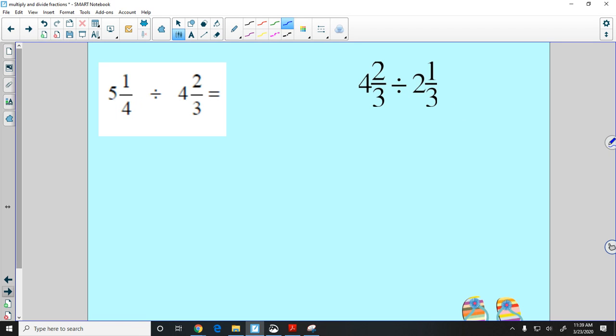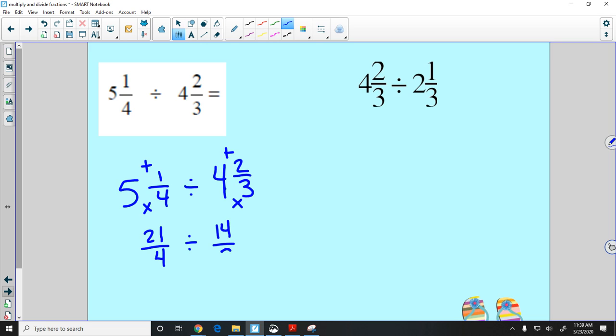All right, this one right here. Let's look at 5 and 1/4 divided by 4 and 2/3. Before we do anything with fractions, especially multiplying and dividing fractions, you have to change mixed numbers into improper fractions. So we have to multiply, then add. Multiply, then add. So 4 times 5 plus 1 is 21. Keep the denominator the same. 3 times 4 is 12, plus 2 is 14. Keep my denominator, which is 3.